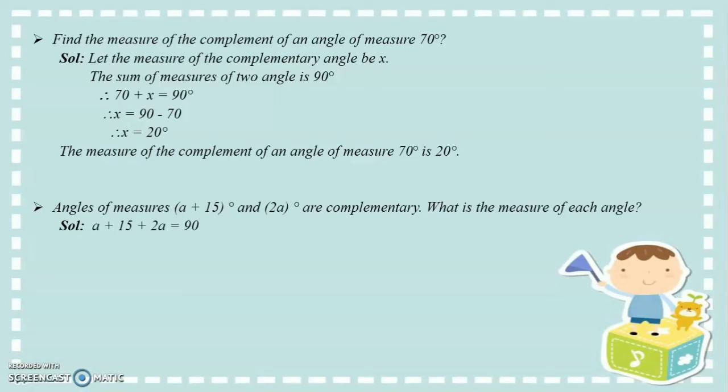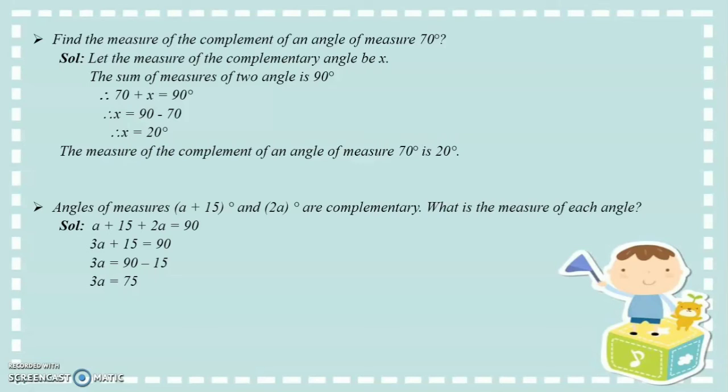So a plus 15 plus 2a is equal to 90. When we add a plus 2a, we get 3a plus 15 is equal to 90. Now we'll shift that 15 to the right hand side. So we get 3a is equal to 90 minus 15. 90 minus 15 is 75. So we get 3a is equal to 75.